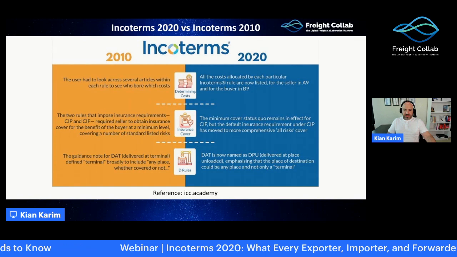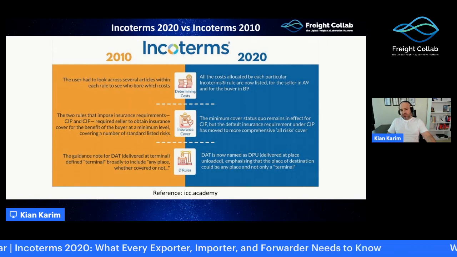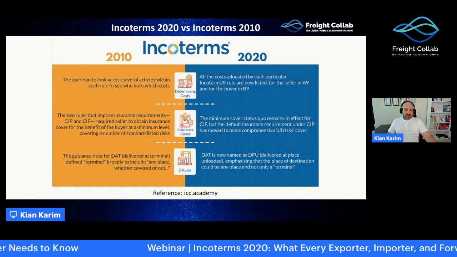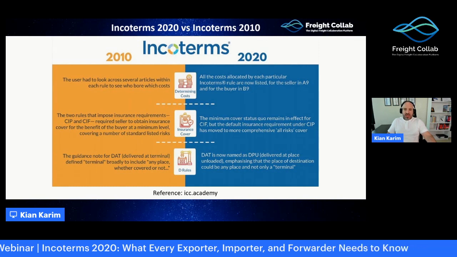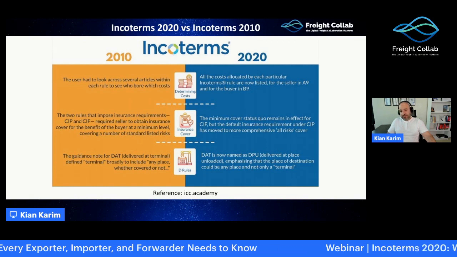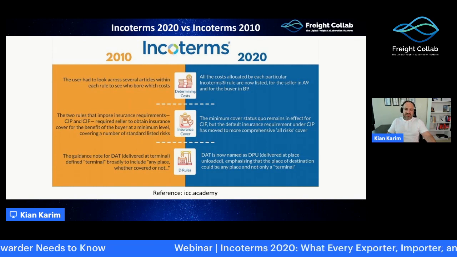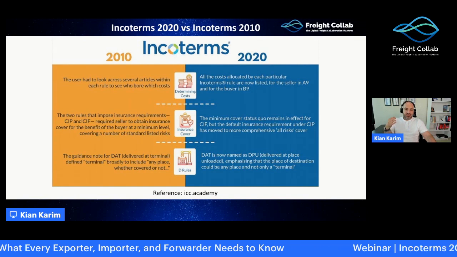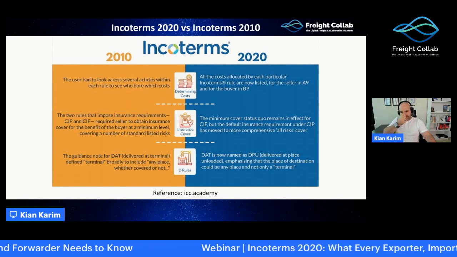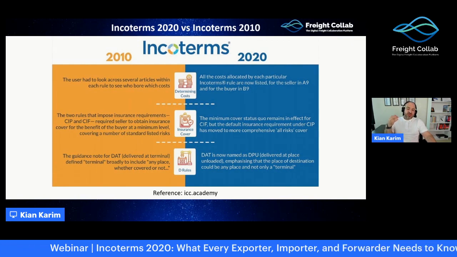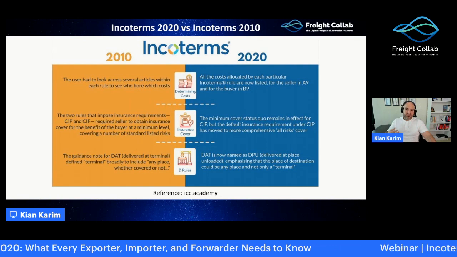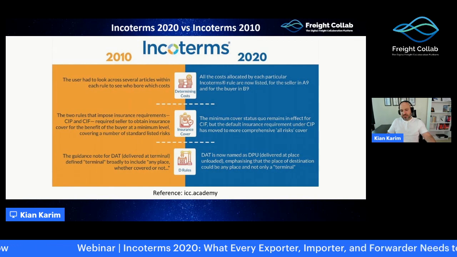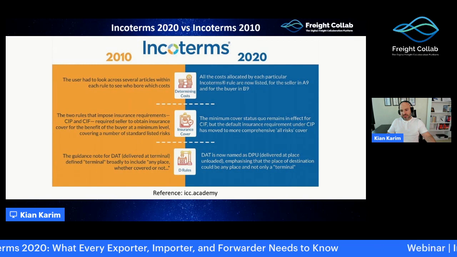Considering the insurance cover involved in two terms, CIP and CIF, in 2010, the seller should only provide the basic insurance. In 2020, the CIF rule remained the same. It means when there is a CIF rule, the seller should only do the minimum coverage for the insurance. But in case of CIP, there was an upgrade and the seller should arrange the insurance based on all risks covered. This is a very important update between 2020 and 2010.